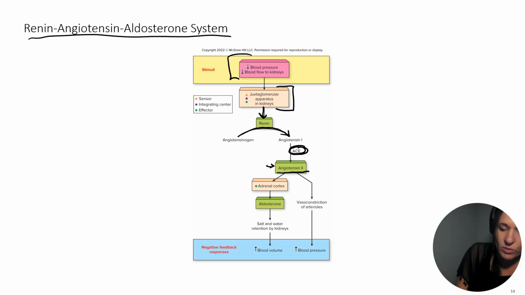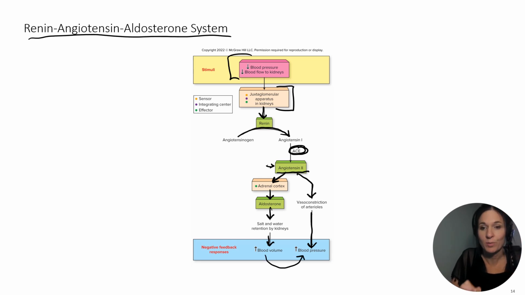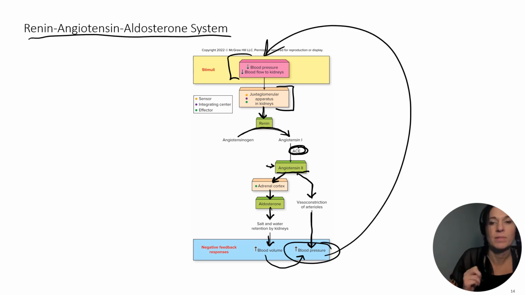And angiotensin 2, we can see, leads to vasoconstriction, which is going to increase our blood pressure. But angiotensin 2 will also stimulate the adrenal cortex to release aldosterone, which is going to increase salt and water retention and increase blood volume, which will increase blood pressure. So again, we have a result in the opposite direction of our stimulus.